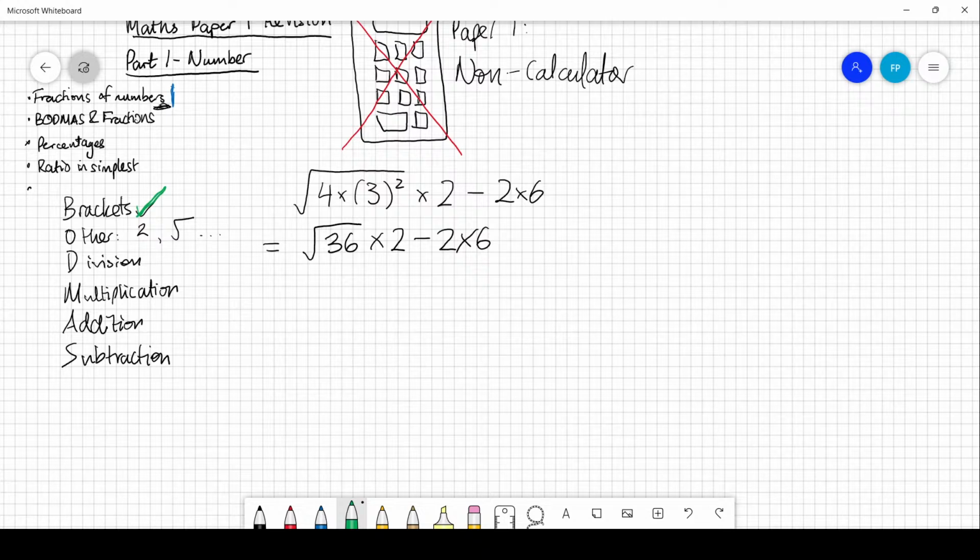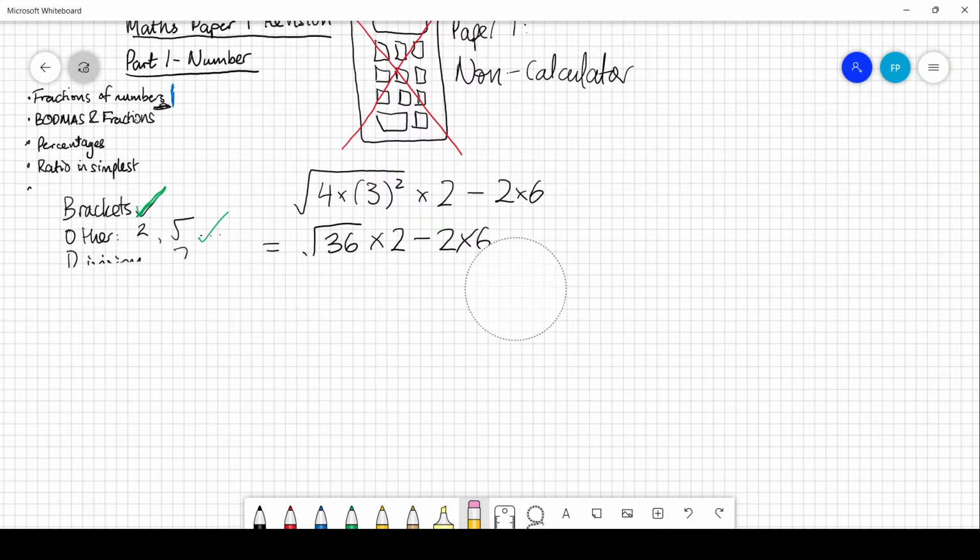Now we're going to do the other operations. So you'll get 6 times 2, and 2 times 6, and you can see where this is going. And remember, you do division and multiplication together as they appear left to right. So you have 12 minus 12. That step done. And then finally, 12 minus 12, you get 0. What a coincidence. So that's okay for BODMAS, right? Yeah. Okay.